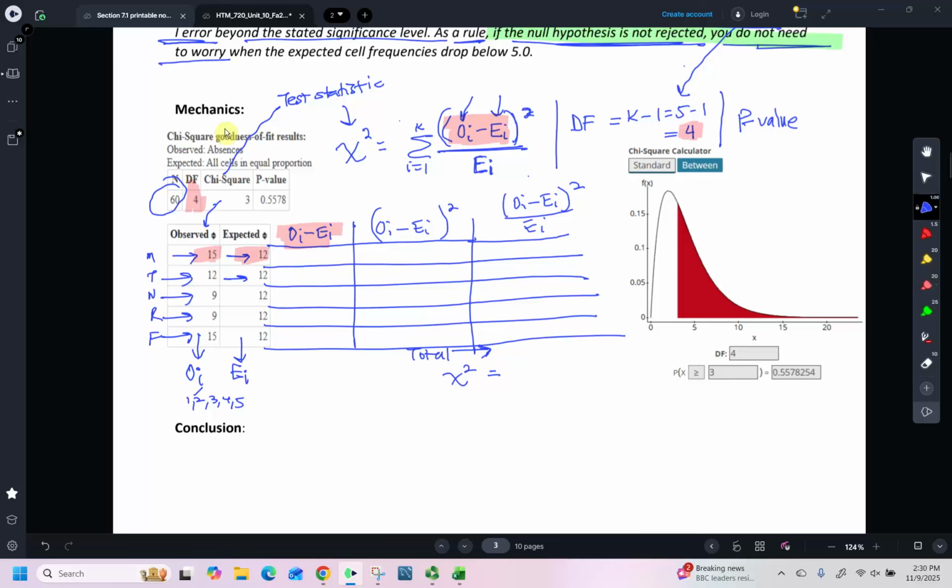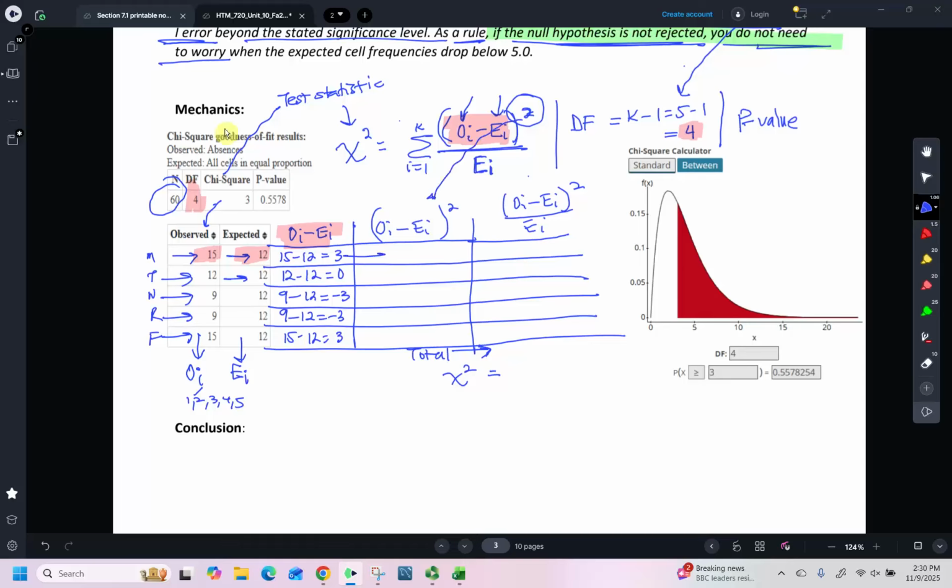So for instance, this will be 15 minus 12, which is 3. The next one is 12 minus 12, which is 0. 9 minus 12, which is negative 3. 9 minus 12, which is negative 3. 15 minus 12, which is also 3. Then the next step will be to square the answers because the formula says we should square the answers.